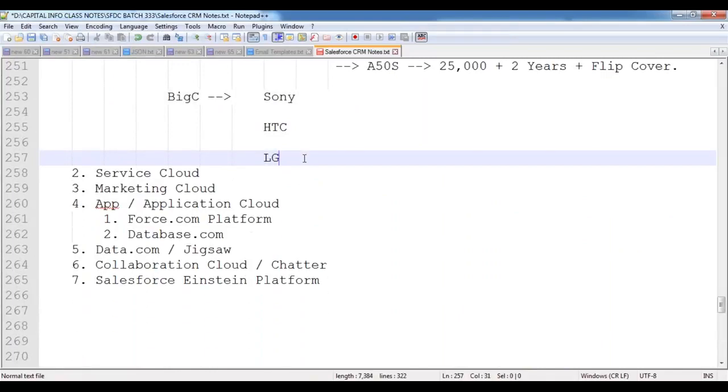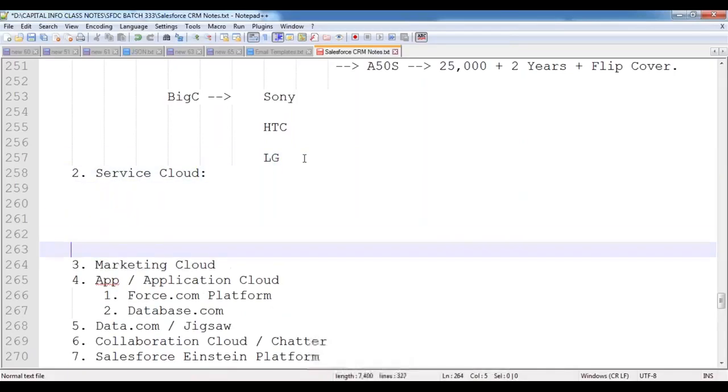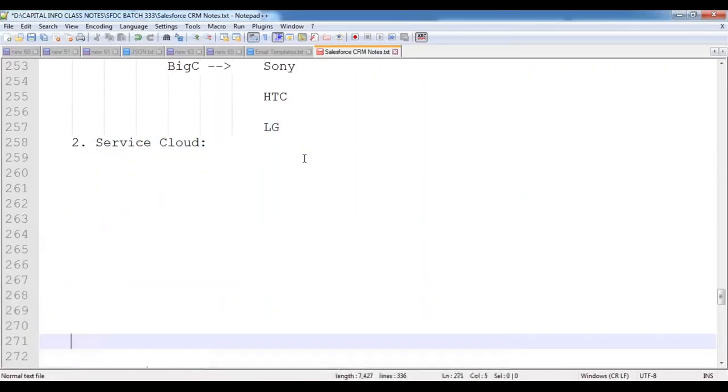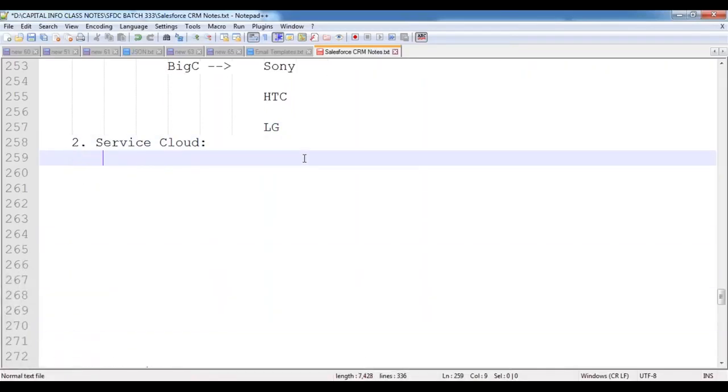The second one is Service Cloud. What exactly is Service Cloud? What is the use? What applications are offered by Salesforce as part of this Service Cloud? And what are the various objects that we are using as part of this Service Cloud? Now let's see practically in this case.